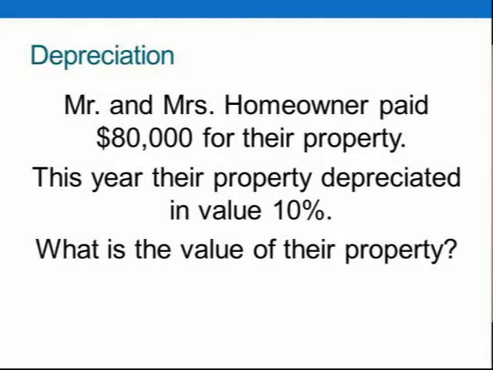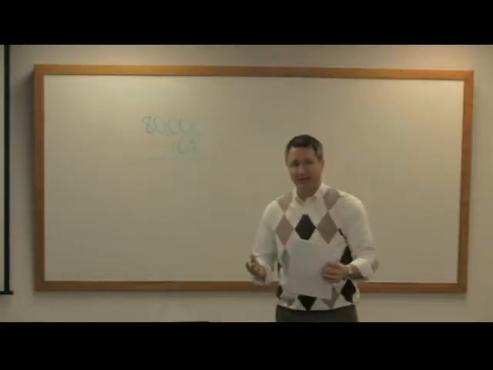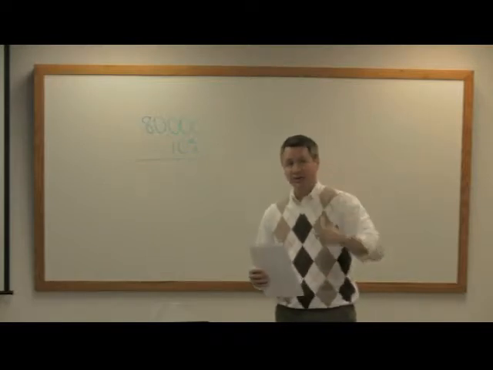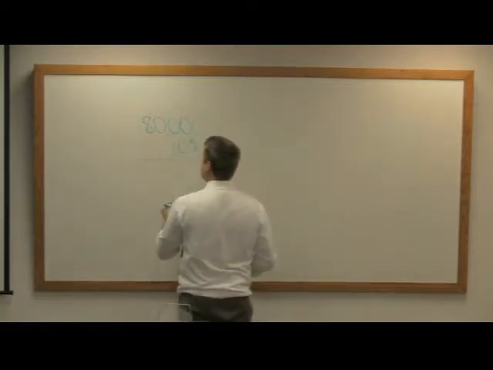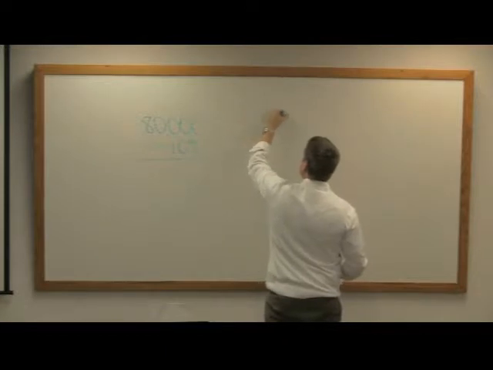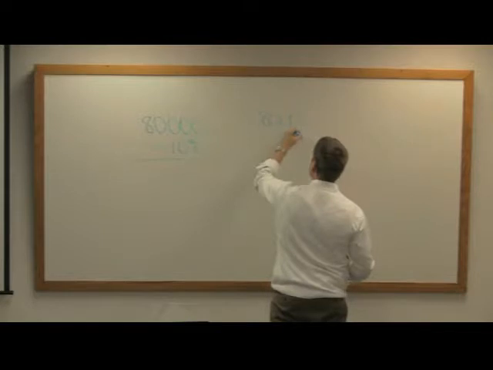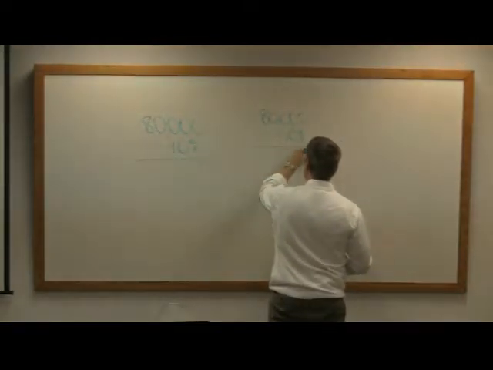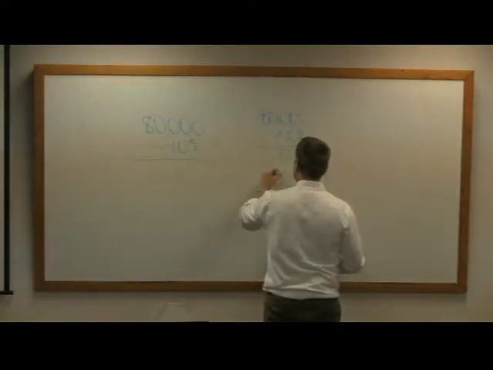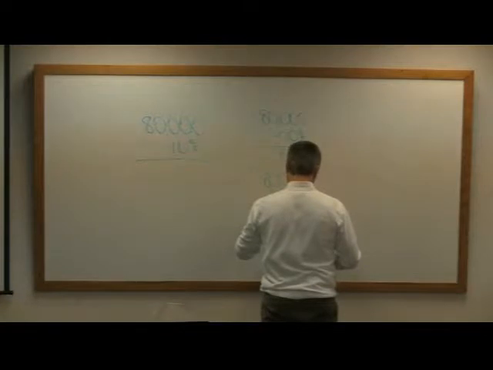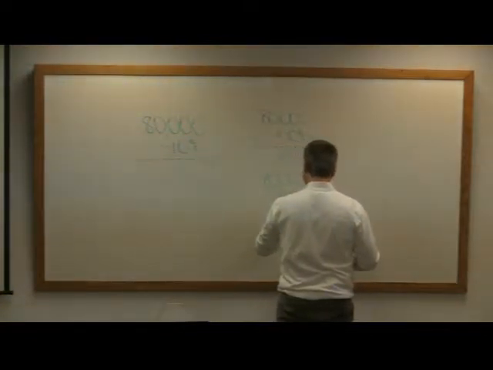Depreciation. It says that Mr. and Mrs. Homeowner paid $80,000 for their property. This year their property depreciated by 10% in value. What is the value of their property? So now we can really apply the same thought process, except instead of appreciation we're going into depreciation, so we're going to subtract out 10%. Again, we can take the 80,000 times the 10%, which is 8,000 again, and then we take the 80,000 and subtract out the 8,000, and we get $72,000.